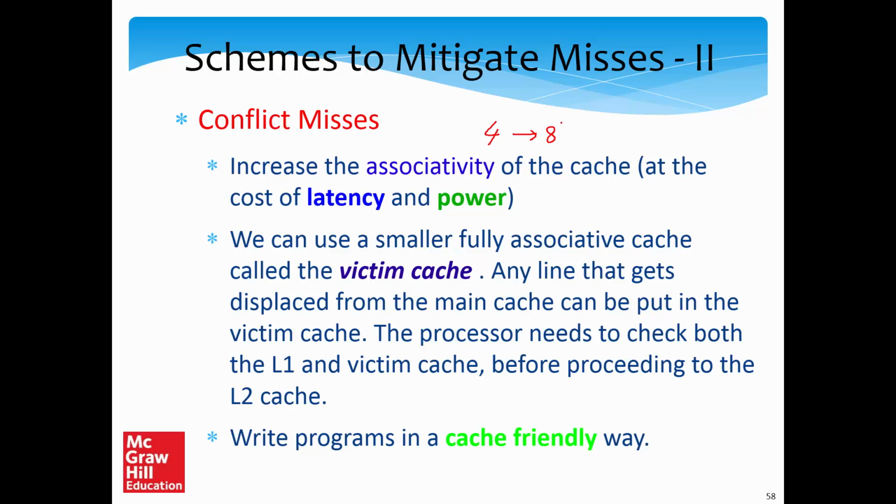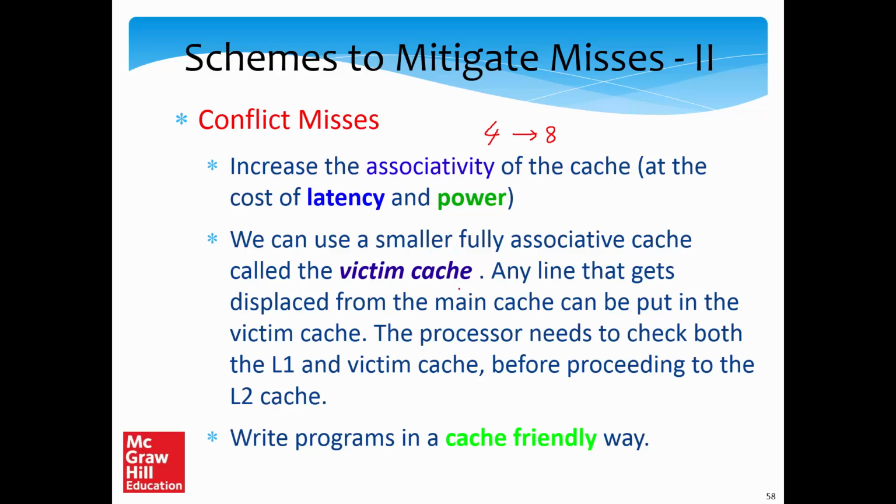Well, this is easier said than done, because the more the number of ways, the more the power consumption because of more comparisons, and the more the latency. Again, because we have more circuits and there is a certain slowdown that is induced. What we can do instead is use a smaller fully associative cache called a victim cache.